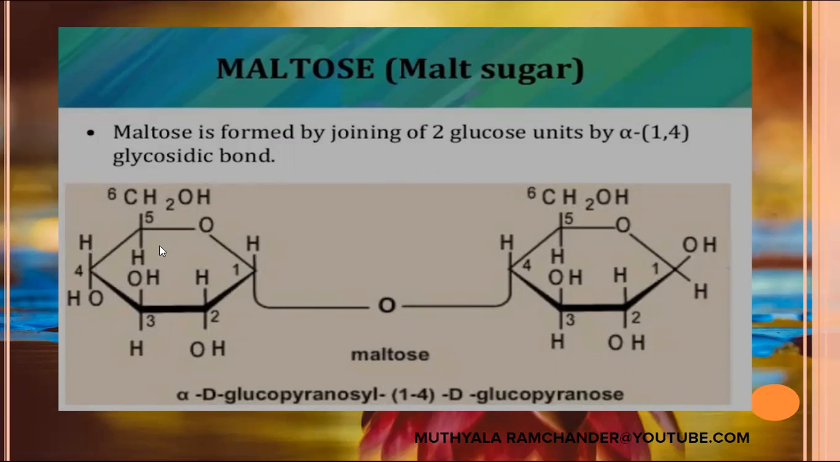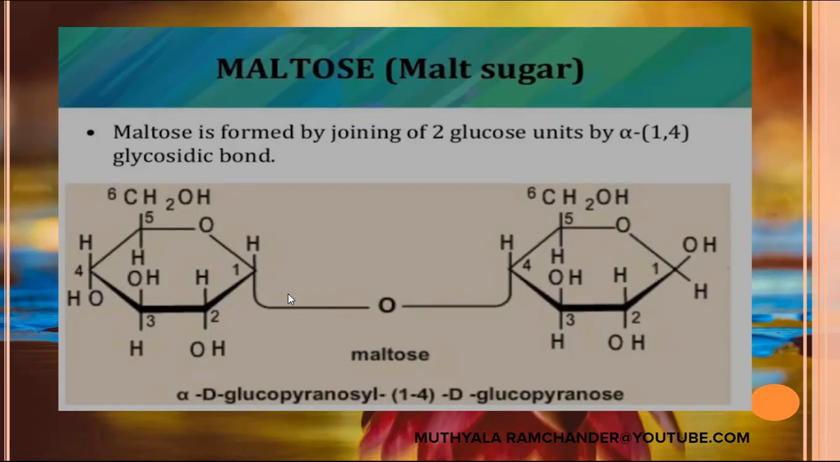See here, it is one glucose molecule, and here also one glucose molecule. This glucose molecule has its first carbon containing the hydroxyl group below the ring, so this glucose is also called alpha glucose.